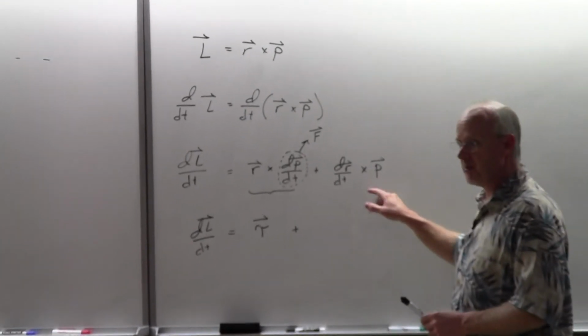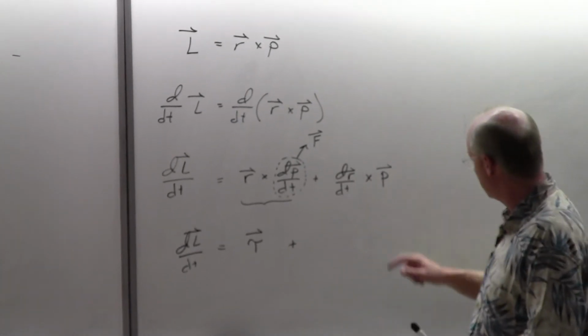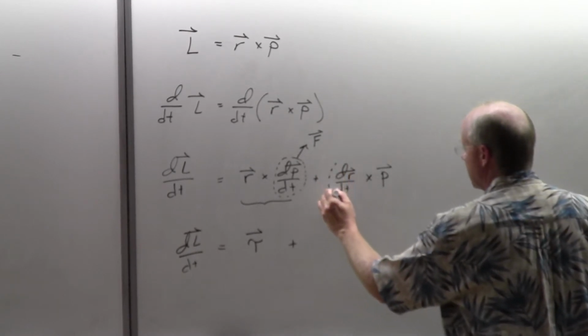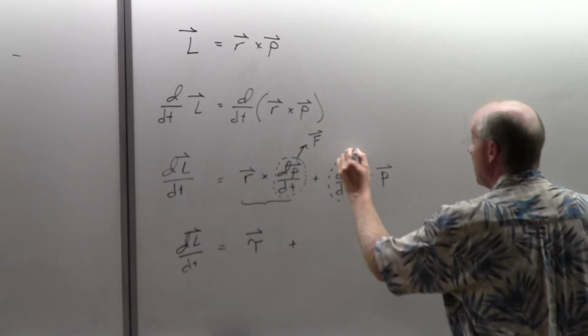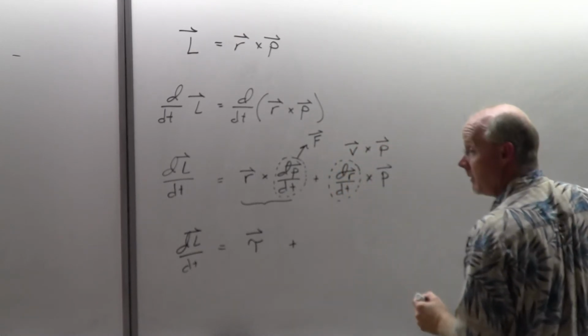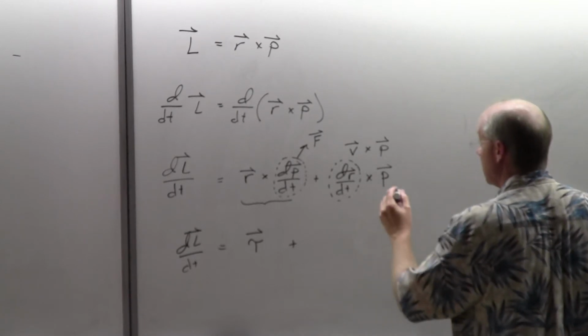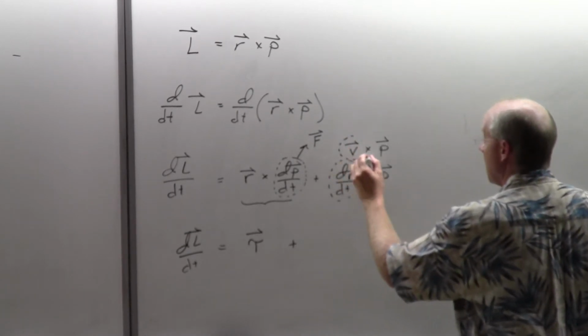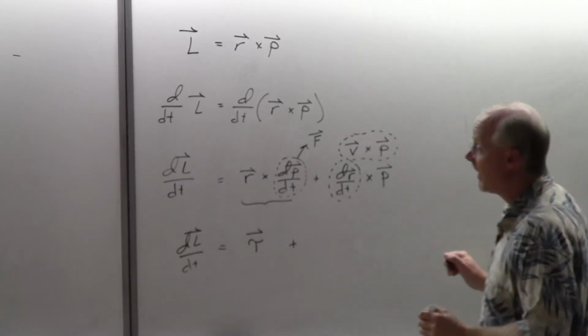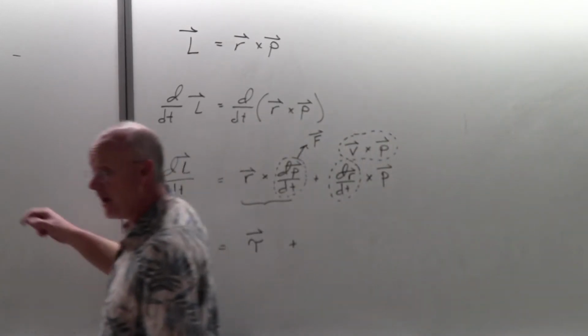This one might be harder to see. What's this one? Maybe I'll start with this. What's this one? Oh, good. I heard somebody say velocity. Good. Do you see the next step? What's this? And I'll help you out back here on this problem.